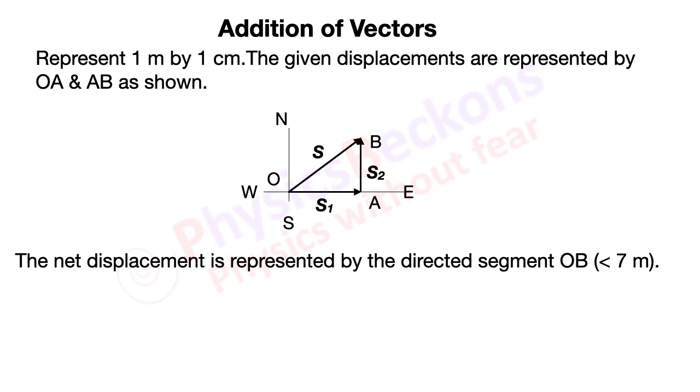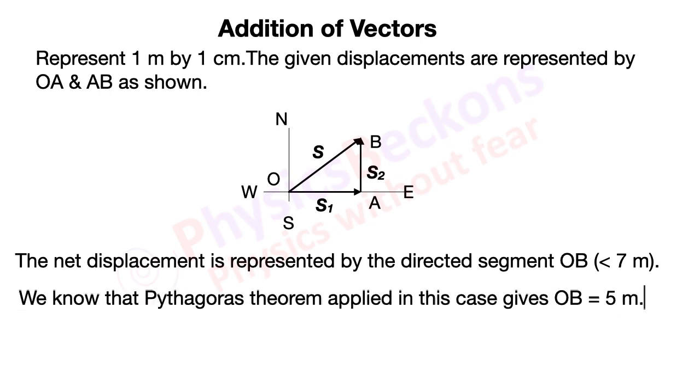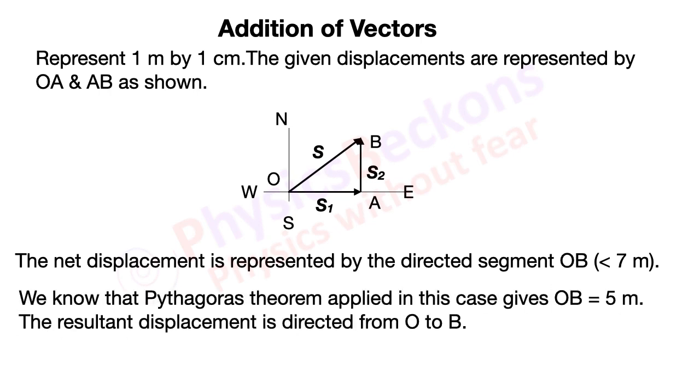The net displacement is represented by the directed segment OB, which is clearly less than 7 meter. With such a diagram, where the angle between the two displacements is 90 degree, as you can see, one is towards east and the other is towards north. OB, or net displacement, can be calculated by Pythagoras theorem, and it comes out to be square root of 4 square plus 3 square. That is, net displacement is 5 meter and it is directed from O to B.